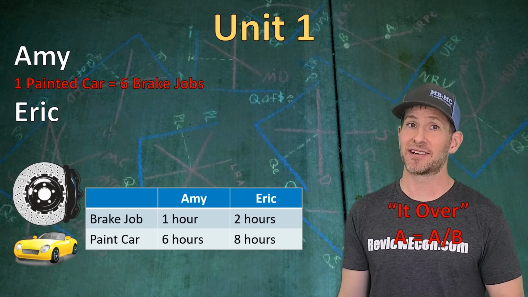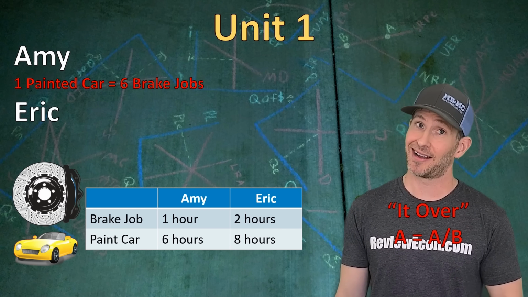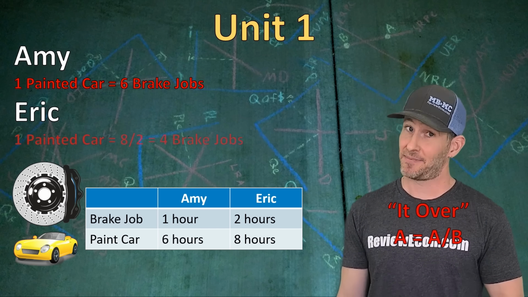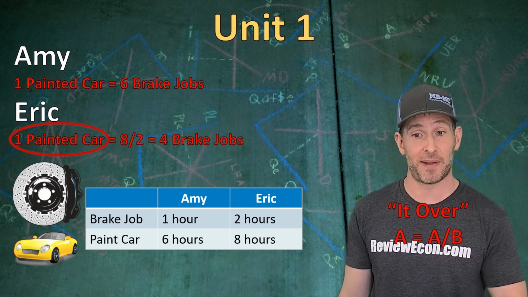Now for Eric, the opportunity cost of one painted car is the hours for producing a painted car, 8, divided by the 2 hours it would take to produce a brake job. That means his opportunity cost of one painted car is 4 brake jobs. And here, Eric has the comparative advantage in the production of painted cars.